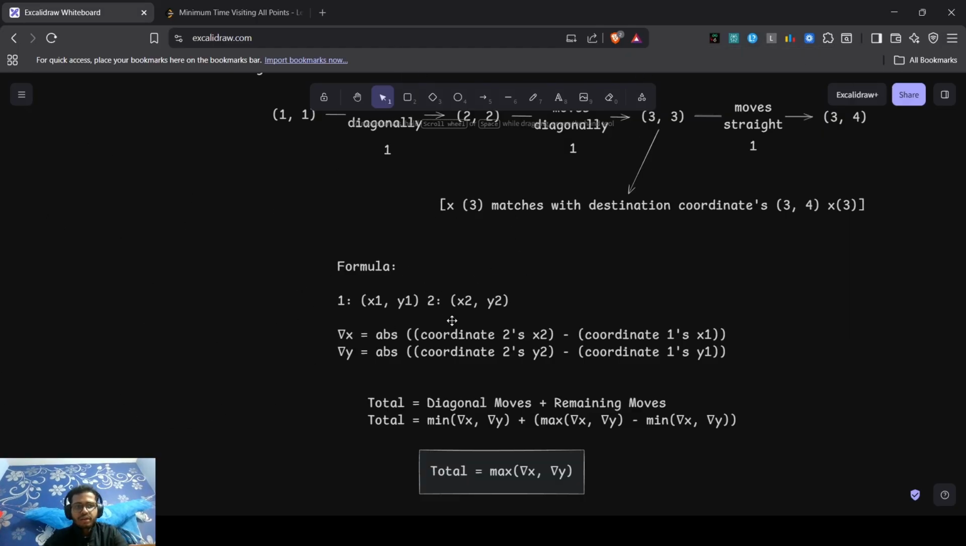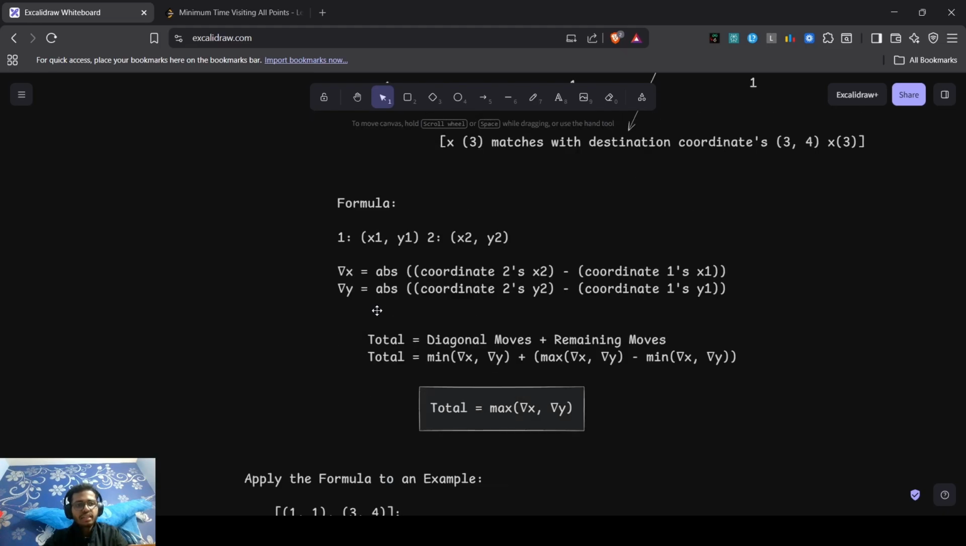So we are here for the formula. Let's consider point 1 is x1 comma y1, the coordinate, and the coordinate 2 is x2 comma y2. Now we need to find del x and del y. How? The del x will be the absolute value of coordinate 2's x, that means x2, minus x1, coordinate 1's x. And the del y will be the absolute value of the coordinate 2's y, that means y2, minus y1.